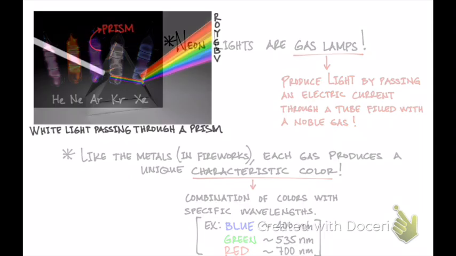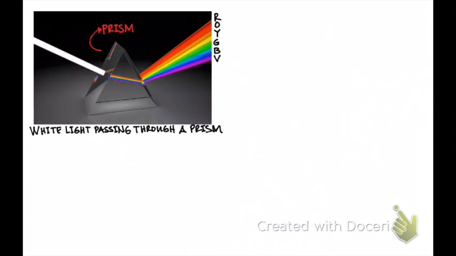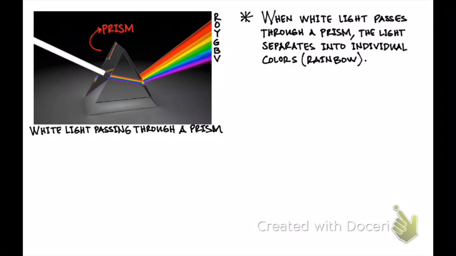So here's an image of white light that gets separated or diffracted into its individual colors. When you pass a white light through a prism, a glass prism, the light gets separated into individual colors that you see in a rainbow.